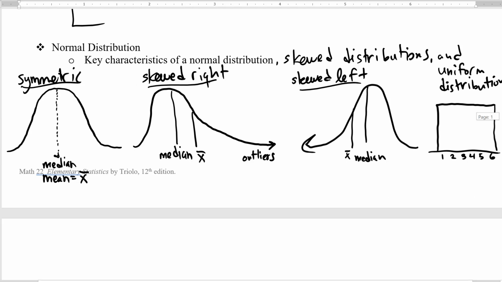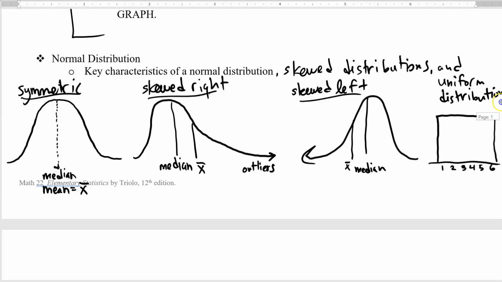All right, and then just like we did at the end of 2.2, we had other graphs. Well, guess what? We can do other graphs with percentages, with cumulative. So we had a relative distribution. So we can have a relative frequency histogram.